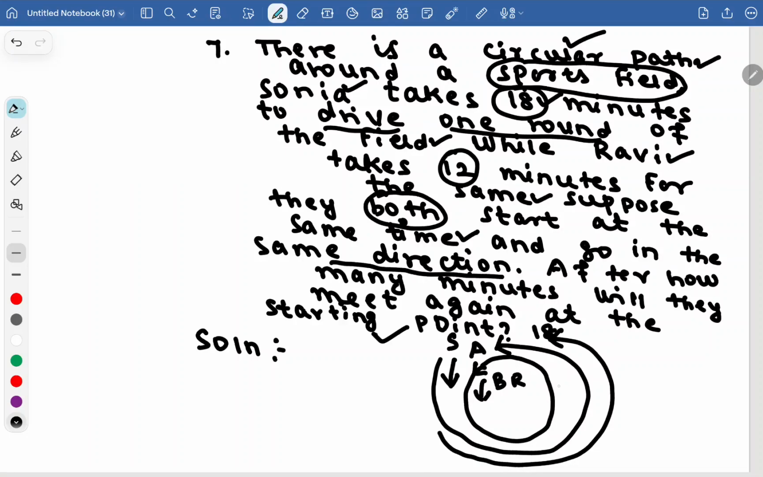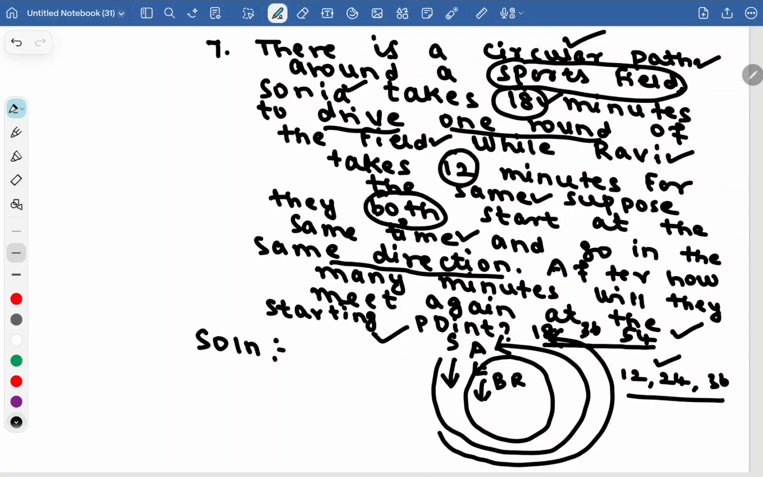For Ravi, 12. Okay. Again Sonia takes another round, the second round, another 18 minutes, so 36 minutes. For Ravi, second round, 24 minutes. Again Sonia, next 18 minutes means 54. For Ravi, another 12 minutes means 36. See, for Sonia, multiples of 18, for Ravi, multiples of 12.